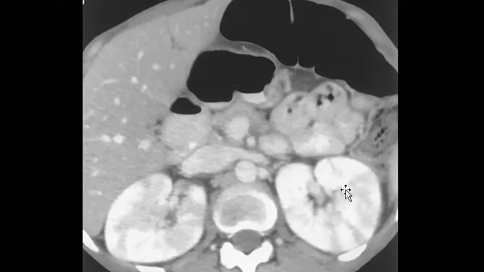Maybe there is some attenuation of the calyces present in this case. But the most important thing to see is the wedge-shaped decreased enhancement radiating to the capsule. So then you can think about something called acute pyelonephritis.